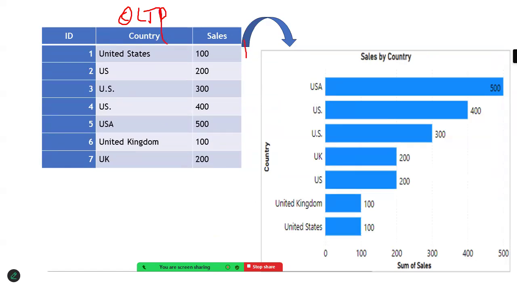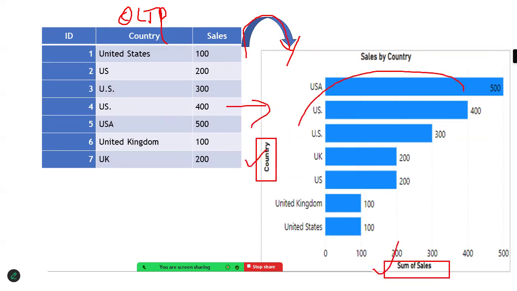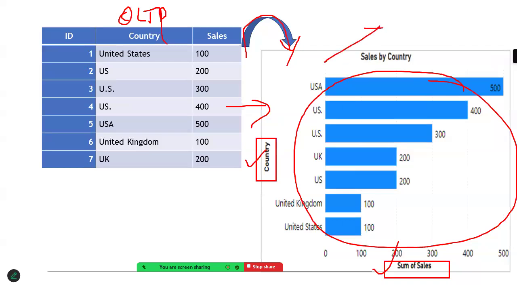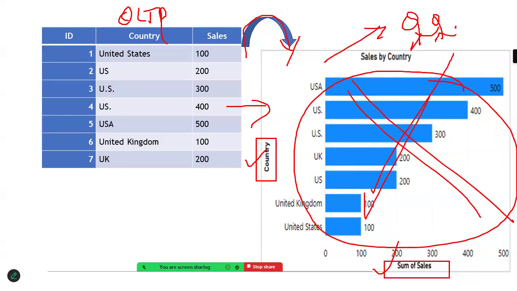I use this OLTP to create a report where I am showing country-wise sales. When I use this table and create country-wise sales, this is the report we get. I shared this report with my company people. My company people said this report is wrong. Why is this report wrong?